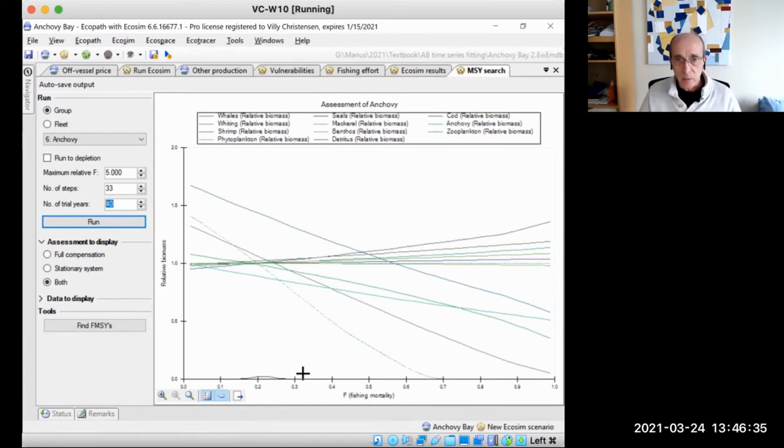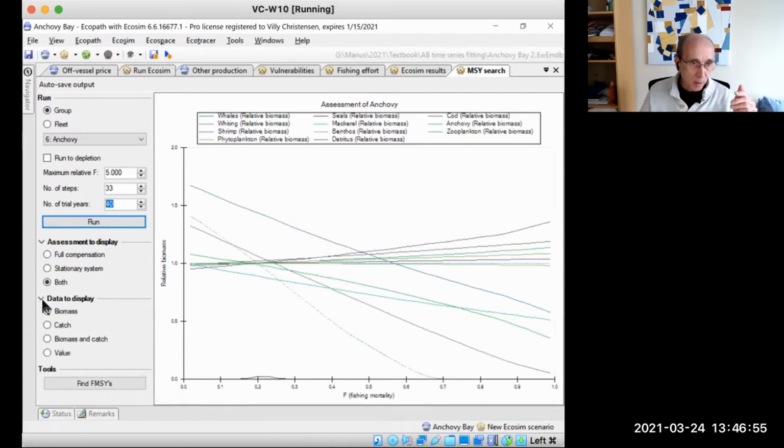And at first, I can tell you I've been confused a few times when I look at this, because when you think FMSY, you expect to see these nice curves. There are no nice curves here. And that's because over here, in data to display, if you go in there, it shows biomass. It doesn't show catch, because these nice maximum sustainable yield curves show catch, not biomass. But let's look at the biomass first.